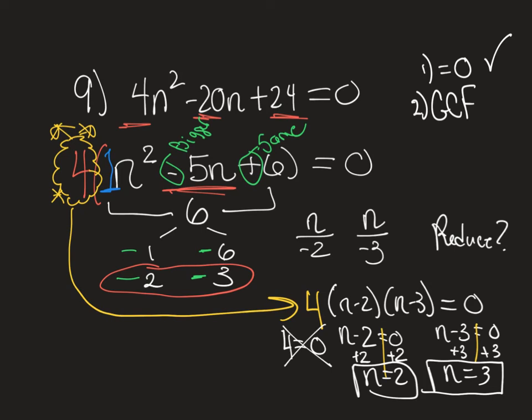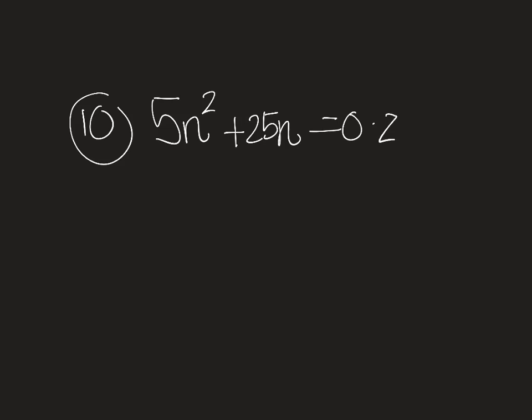Just want to add one little thing for you. I want to look at 10 for a second, but I want to change it a little bit because I just want to make sure you understand one piece. If I had 5n squared plus 25n equals negative 20. Oops, hang on. Did not write that right. Equals negative 20. That first step I've asked you every time. Does it equal 0?